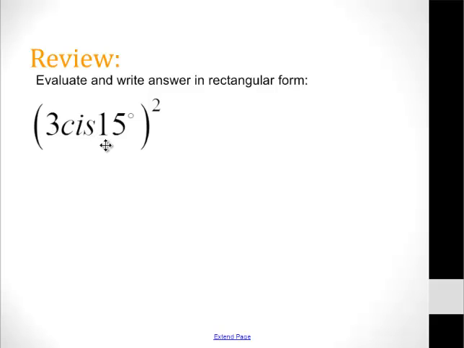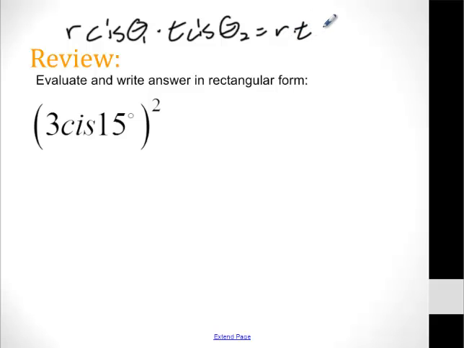If I had 3 cis 15 degrees squared, remember we had a formula, r1 cis theta 1 times r2 cis theta 2, where we took the two radii and multiplied them, and then we took the two angles and we added them.